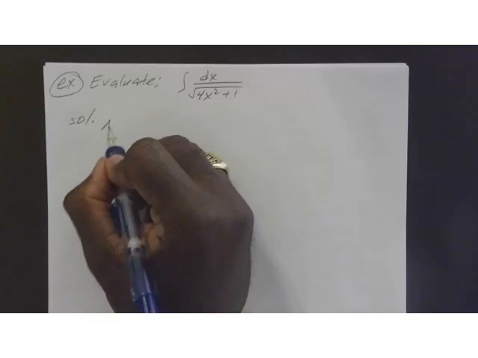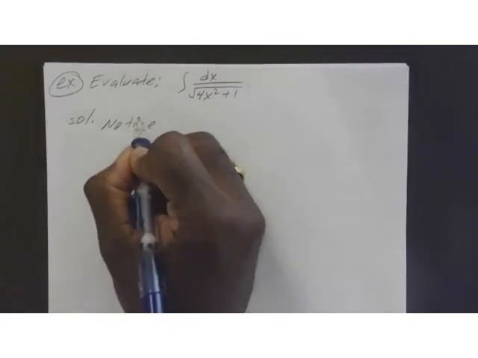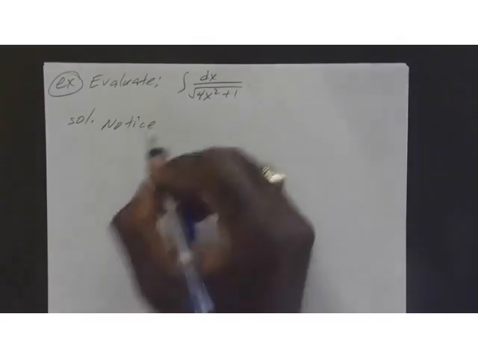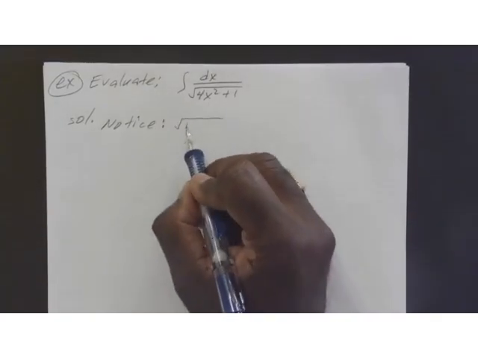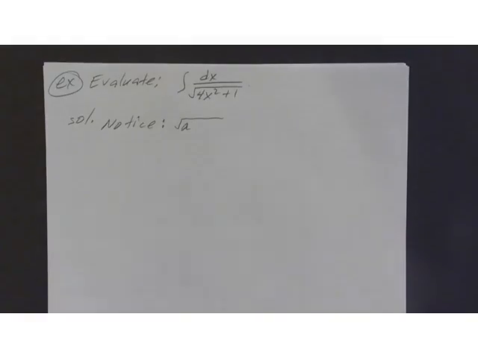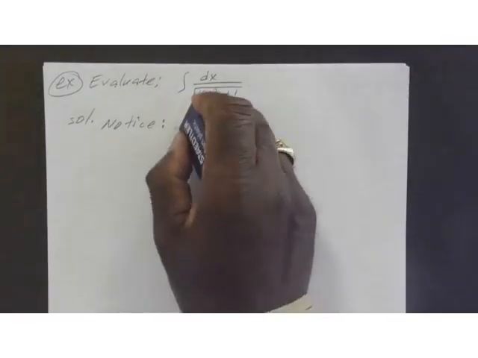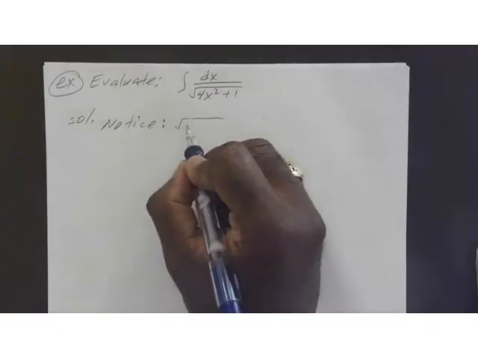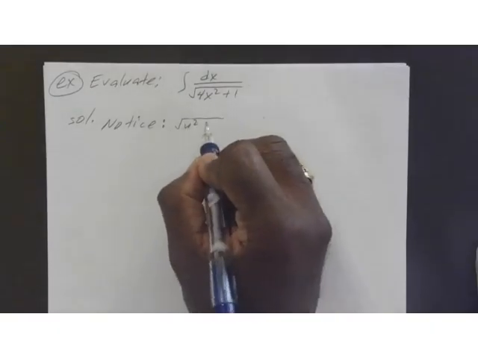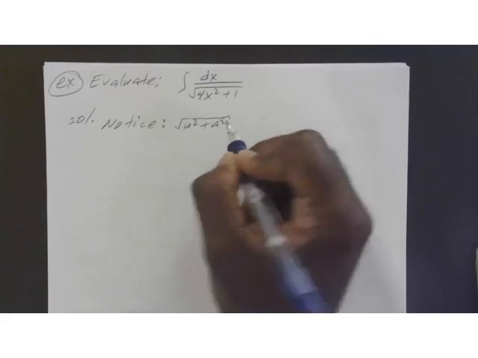So if you notice on this one, it contains the square root of u squared plus a squared. Doesn't matter which order. Since addition is commutative, you can switch them around. This is u squared plus a squared.